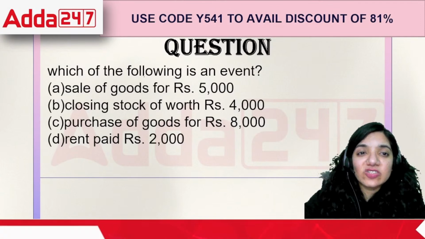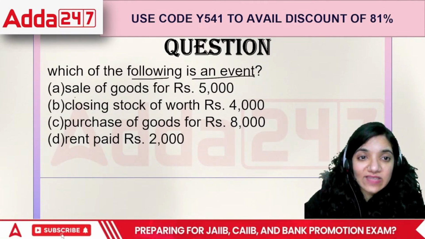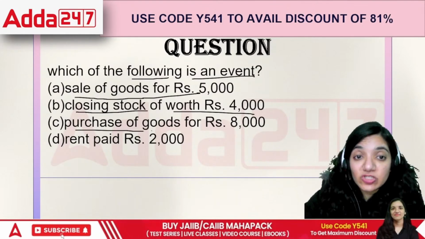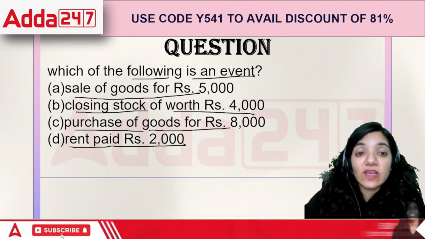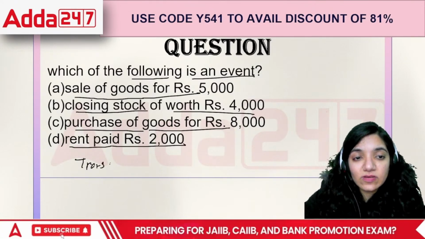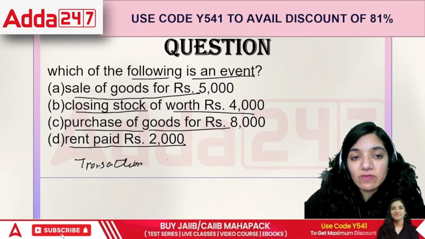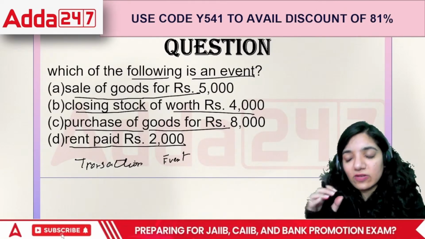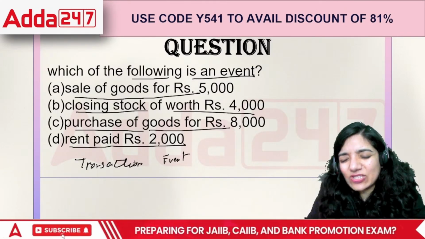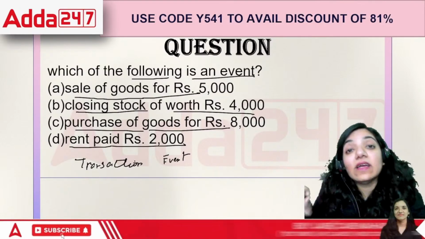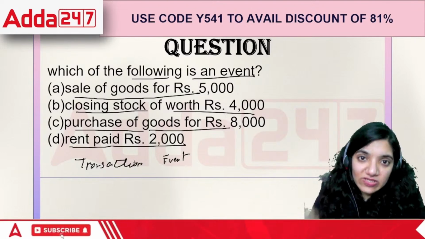Among the following, next is which of the following is an event? Sale of goods for rupees 5,000, closing stock worth rupees 4,000, purchases of goods worth rupees 8,000, or rent paid 2,000. There is a difference between a transaction and an event. Do you know what's the difference between the two? A transaction is something which just happened, and its impact or its effect is called an event.